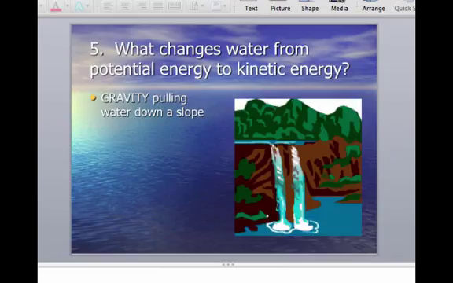So water has this type of energy, and it converts back and forth from potential energy to kinetic energy by the force of gravity. So gravity pulling water down a slope is going to cause water to go back and forth from potential to kinetic energy. Anytime the water is moving, it has kinetic energy, and anytime it's stored and waiting to be used, it's going to be potential energy.